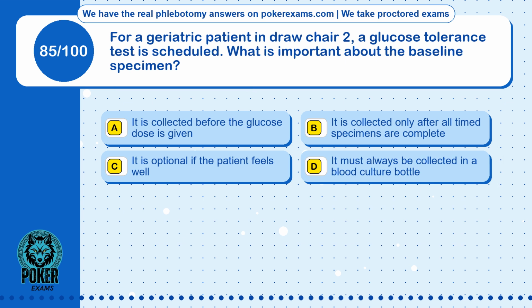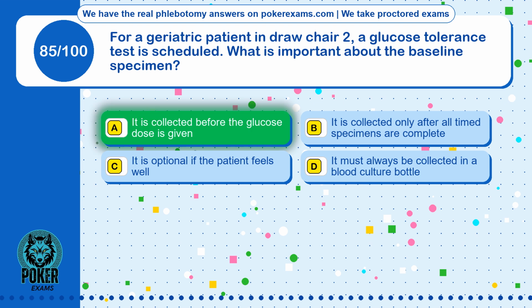Question 85. For a geriatric patient in draw chair 2, a glucose tolerance test is scheduled. What is important about the baseline specimen? Option A. It is collected before the glucose dose is given. Option B. It is collected only after all timed specimens are complete. Option C. It is optional if the patient feels well. Option D. It must always be collected in a blood culture bottle.